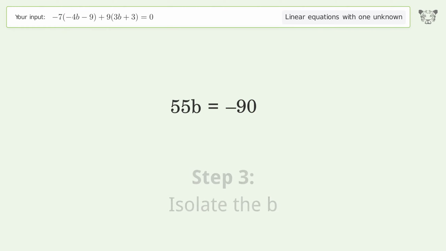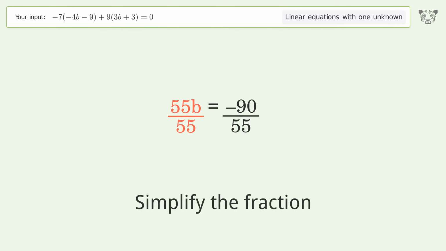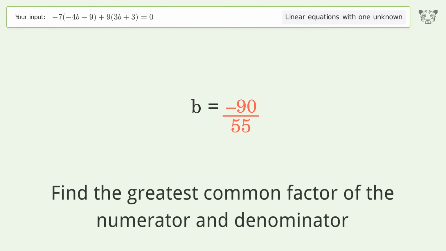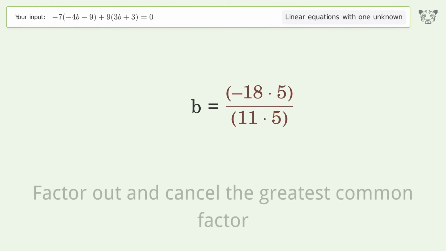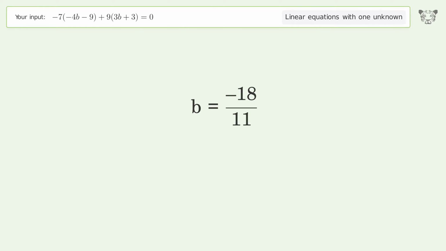Isolate the b. Divide both sides by 55. Simplify the fraction. Find the greatest common factor of the numerator and denominator. Factor out and cancel the greatest common factor. And so the final result is b equals -18/11.